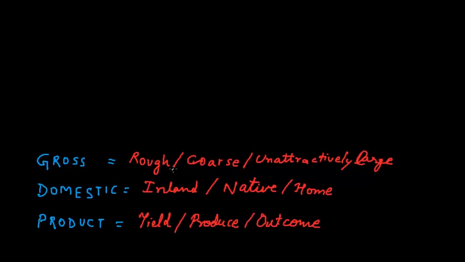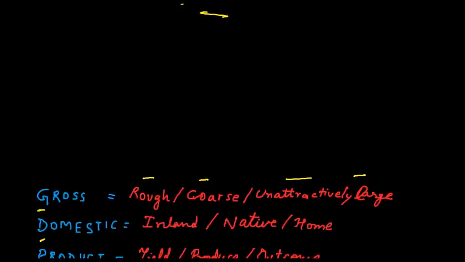When we say gross, it simply means something rough or coarse, or something which is really unattractively large. Domestic means something inland, native or home, and product is something related to the yield or produce, or the outcome of something. Now how is this GDP related to the economics of a country? Let's see an example here.